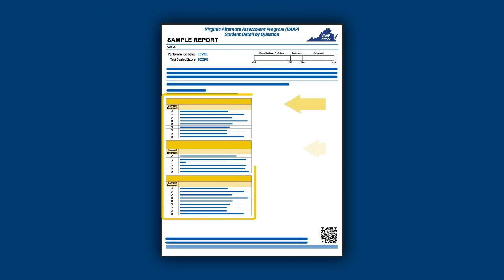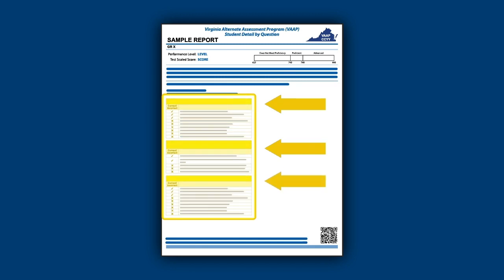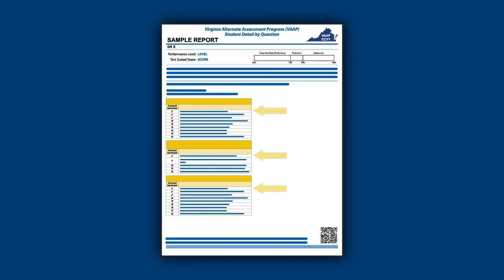The VAAP test is divided into reporting categories that represent related content or skills. To understand how well your child performed in different categories, look for questions with the same or similar descriptors. This shows you how well they did with different questions addressing the same content and skills.